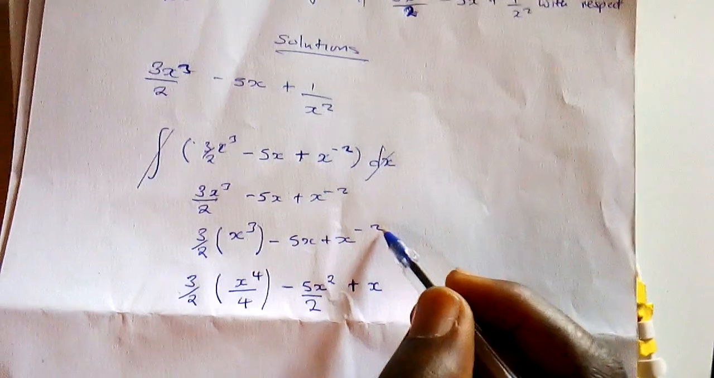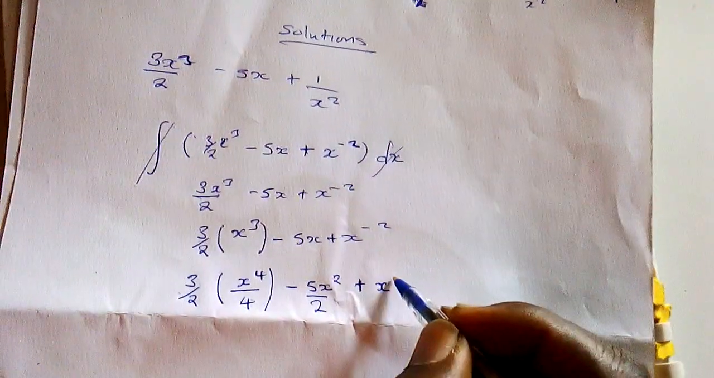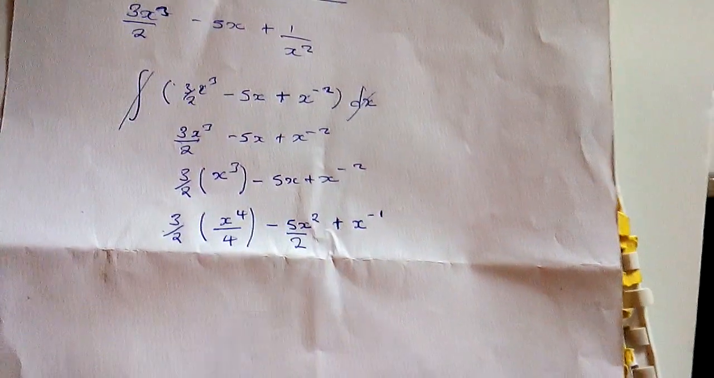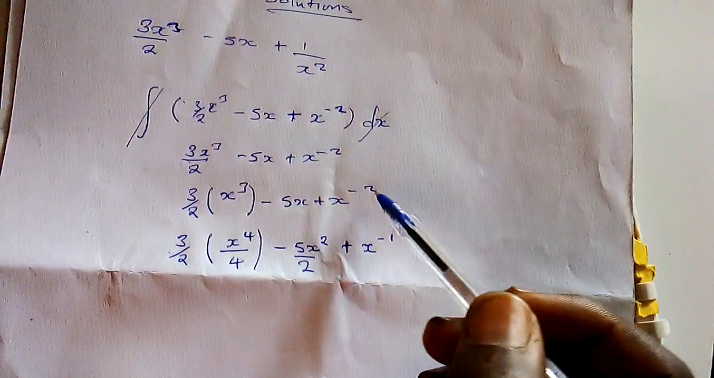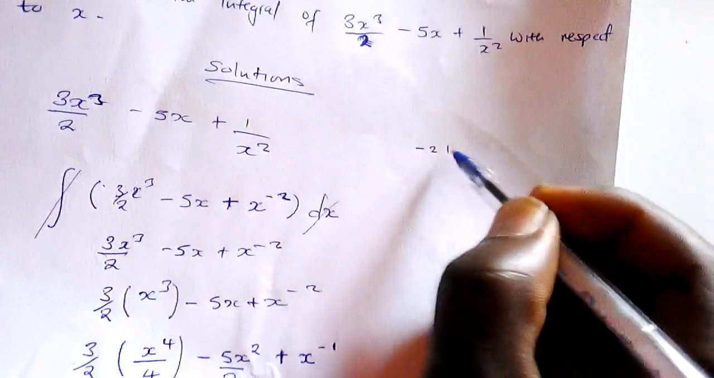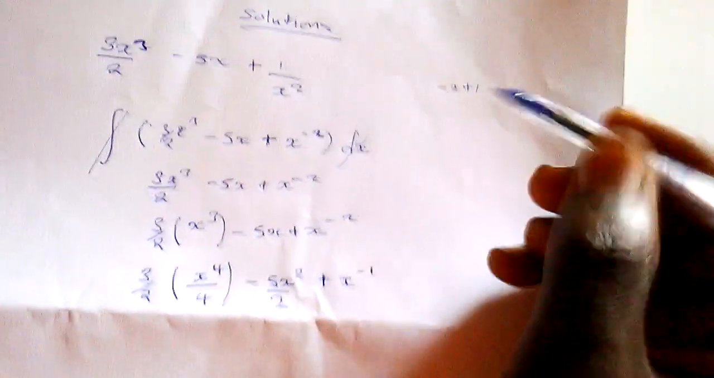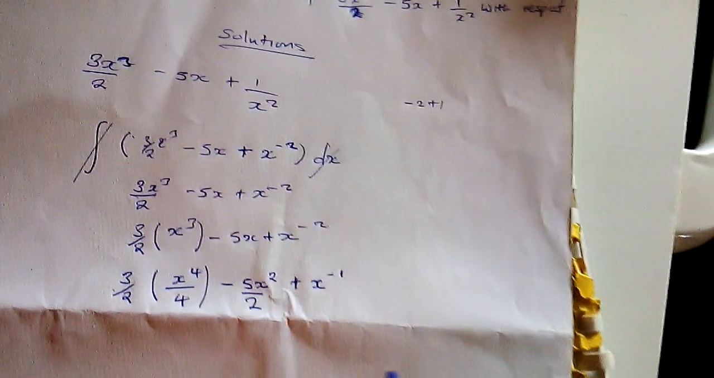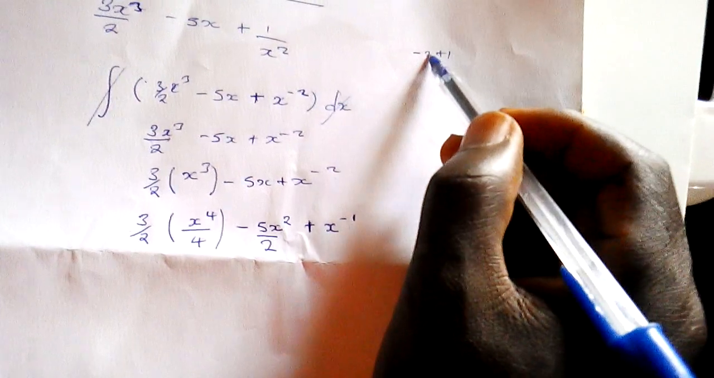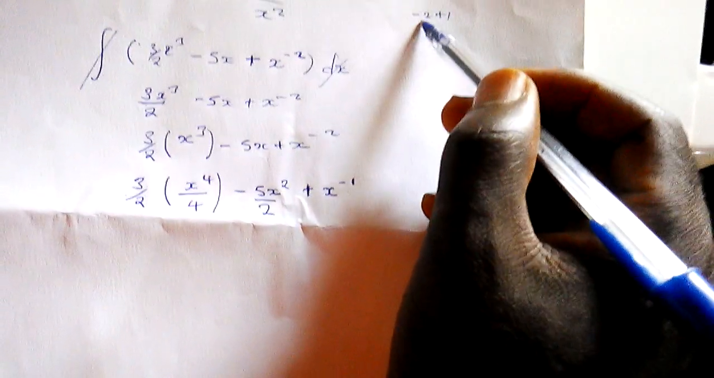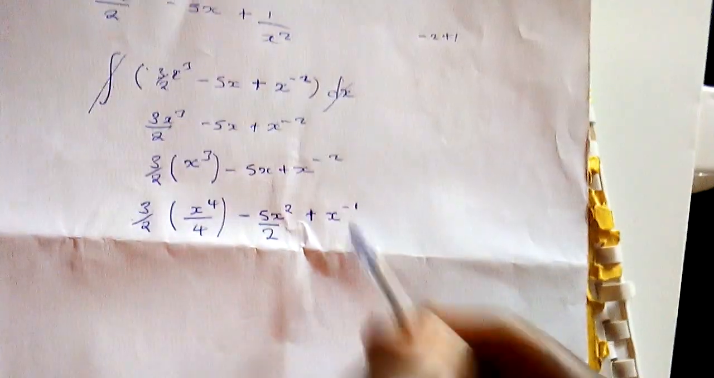Here, since we are doing a plus 1, it will be negative 2 plus 1. Then we subtract and maintain the sign of the bigger number, which is negative. So we have negative 1 there, and we put the negative sign here.